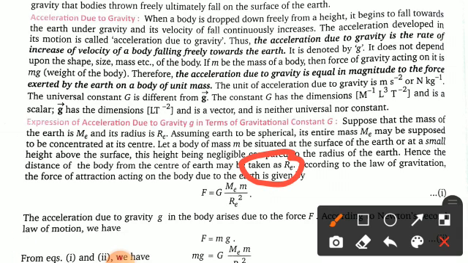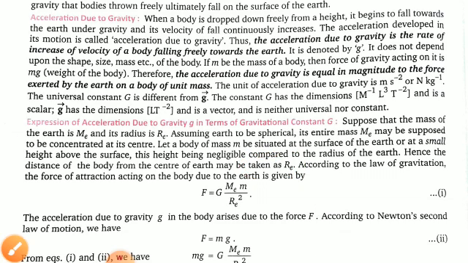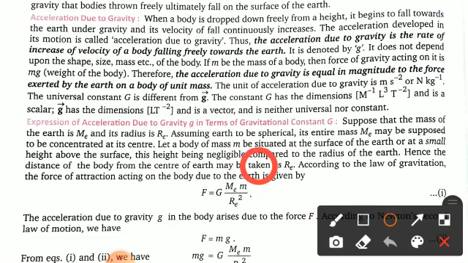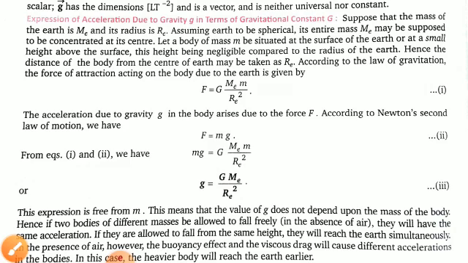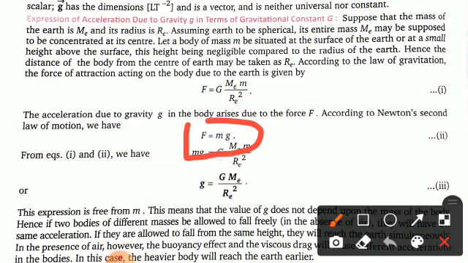So how much distance do we have to consider here? Re. According to the law of gravitation, the force of attraction acting on the body due to the earth is F equals G Me m upon Re square. This is the force we have already discussed in our previous topics, the force of attraction due to the center of the earth on the other body. Clear? The acceleration due to gravity, small g, in the body arises due to the force F. Hence, Newton's second law. What is Newton's second law? F equals ma, means force is directly proportional to mass times acceleration. Now here the acceleration is gravitational acceleration, so F equals how much? mg.